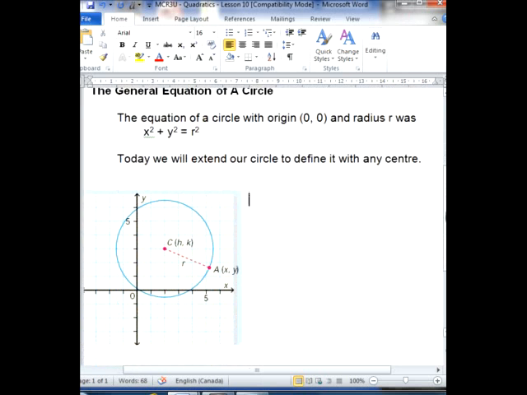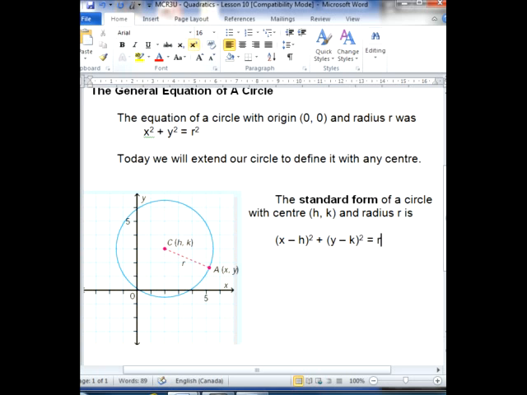What I did was, this is a circle with center h and k. Now, you may say, h and k, where do I know that from before? Well, h and k, of course, is the vertex of your parabola in vertex form. So this will be related to that. We're going to say the standard form of a circle with center h and k and radius r is (x minus h) squared plus (y minus k) squared equals r squared.